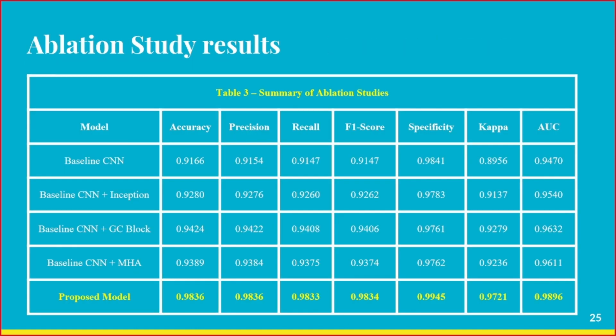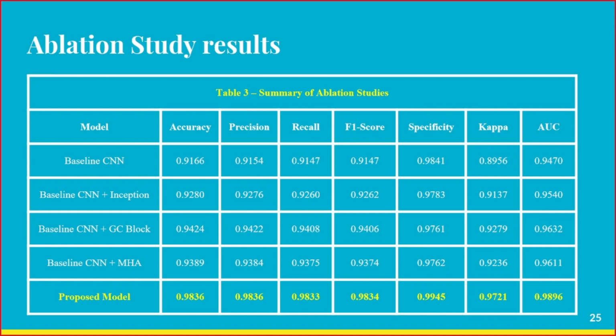So this is the summary of the ablation studies conducted in our project. The baseline CNN achieved a testing accuracy of 91.66. The Inception integrated baseline CNN produced 92.8 testing accuracy. The CNN connected with the GC module produced 94.24, and the CNN connected with the MHA block, which is the multi-head attention block, gave a testing accuracy of 93.89.